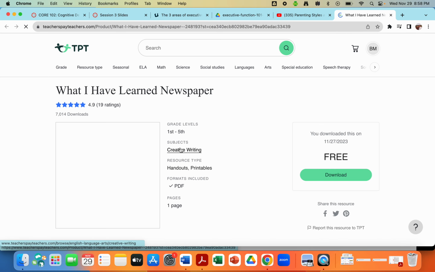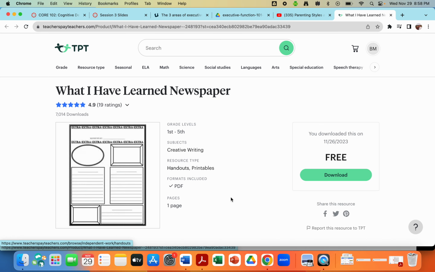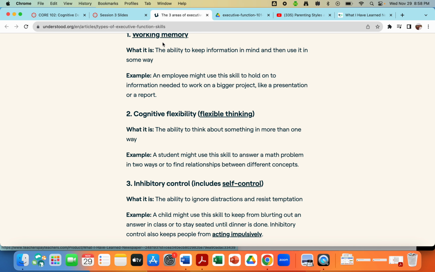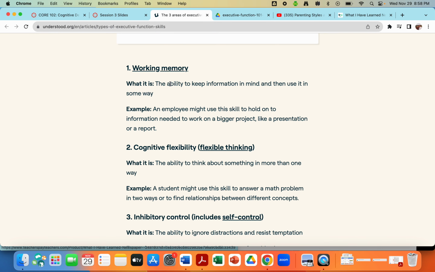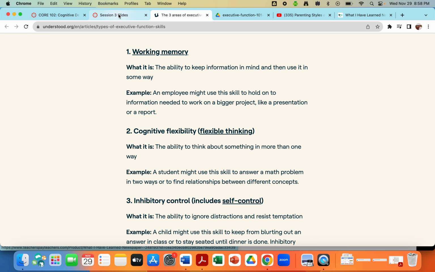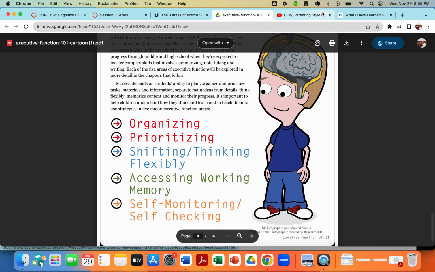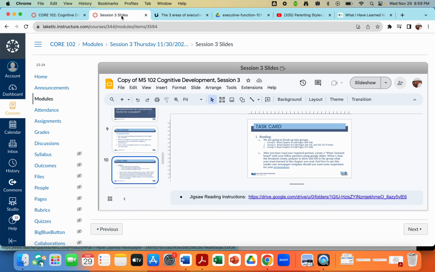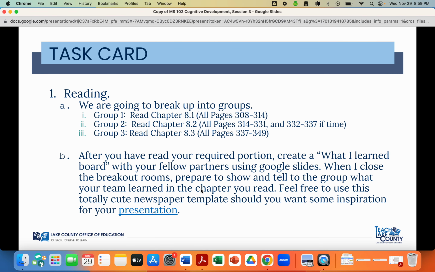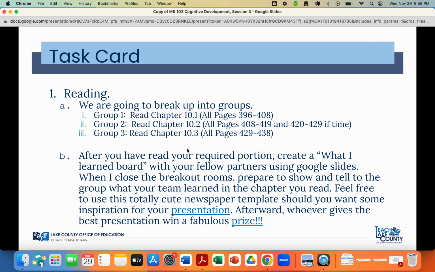And it's nothing totally cool. It's just a quick little what have I learned newspaper thing if you wanted to get an idea of what I would look for in a Google Slide and a What I Learned board. So, extra, read all about it. Maybe in the chapter of the book that we're reading, it might talk about something like executive functioning. This is what working memory is. It's pretty simple, nothing too crazy. I'm sure everybody has done something like that, a show and tell, what have I learned board kind of thing. And that's what we're going to do for chapter 8. And we're going to do the same thing for chapter 10 as well.